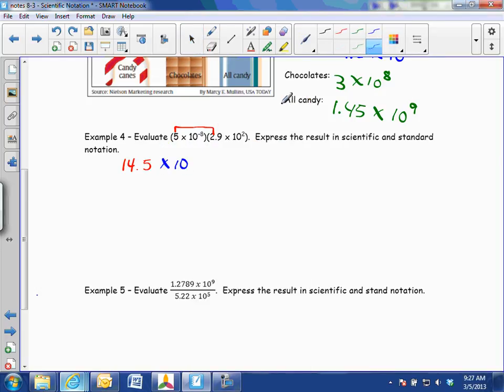Okay, so if we're multiplying these 2 numbers, what are we going to do with the exponents? Add them together. So what's negative 8 plus 2? Negative 6. I have 14.5 times 10 to the negative 6. Now, is this one in scientific notation? No, it's really close. How do we change it so it's in scientific? So is it going to be 10 to the negative 5, or should it be 10 to the negative 7? Negative 5.